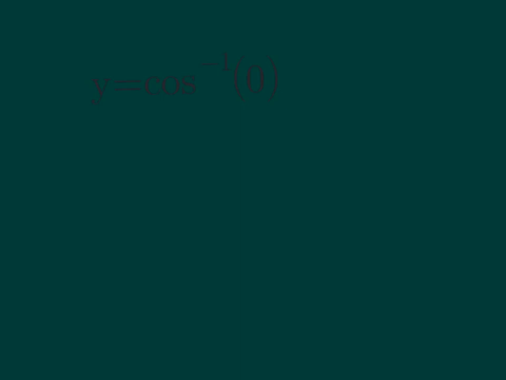By y equals cosine inverse of 0, what we're looking for is the value of theta whose cosine is equal to 0. And if we just think about our cosine, we remember our cosine is equal to the x value. So if we think on the unit circle, the x value is 0 here and here. So we would just say y could either equal pi over 2 or 3 pi over 2.